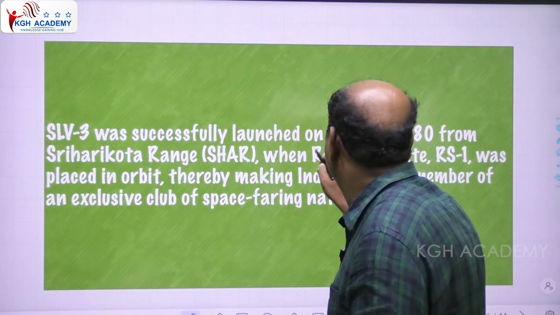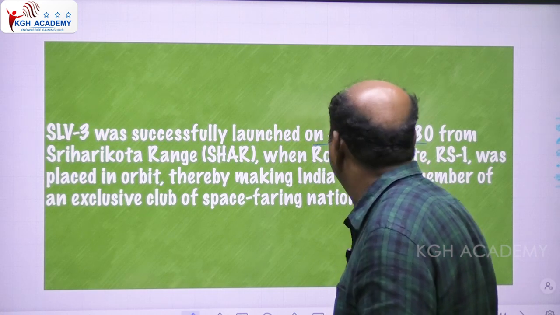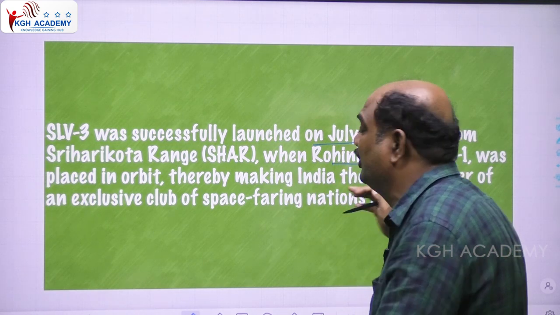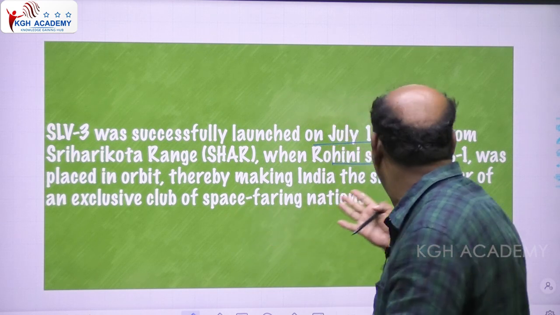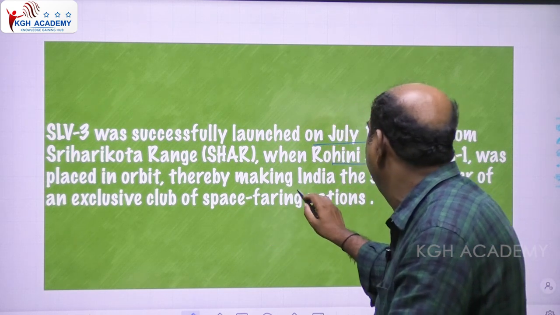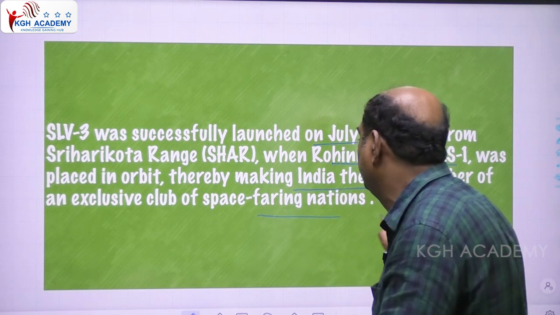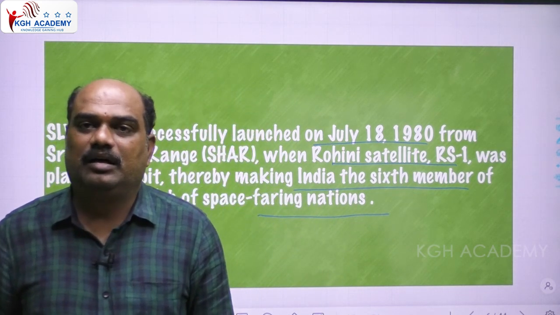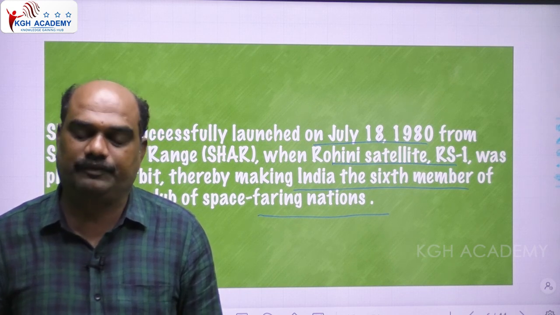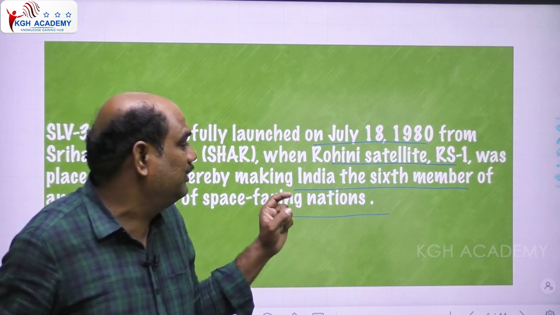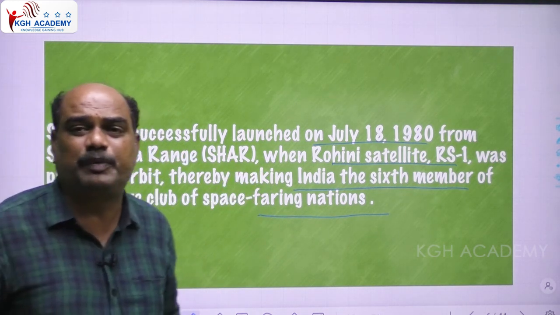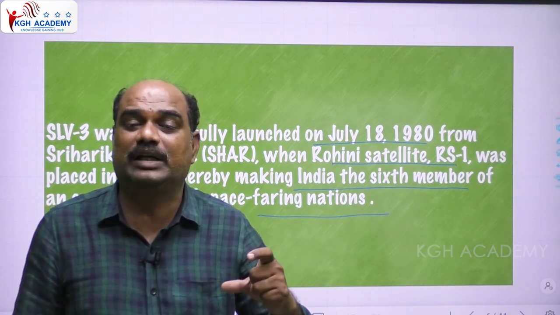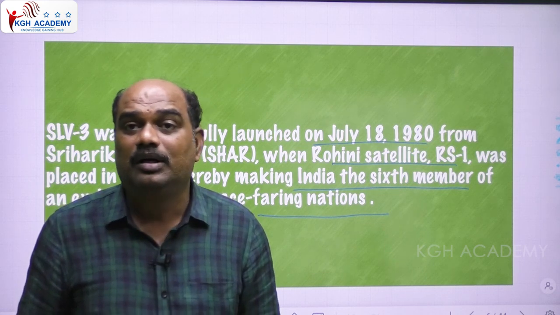Next, SLV-3 was successfully launched on July 18, 1980 from Sriharikota High Altitude Range, when Rohini Satellite RS-1 was placed in orbit, thereby making India the 6th member of an exclusive club of space-faring nations. So through the SLV-3, we launched the first satellite from our own launching vehicle, nothing but the Rohini satellite, popularly called RS-1. With this, India became the 6th member to successfully launch its own satellite with its own launching vehicle.